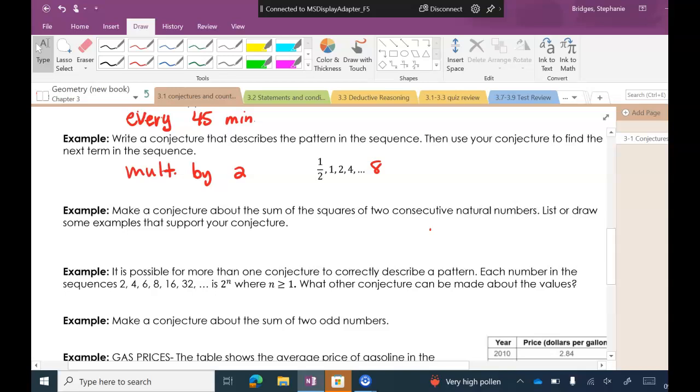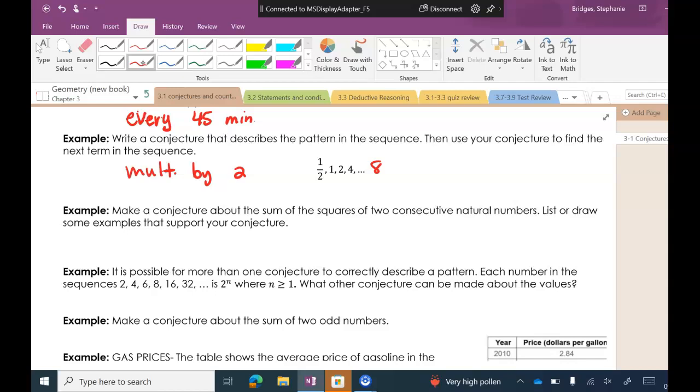Okay. Let's talk about the next one. I'm going to read it because there's nothing there for you to look at, right? It says, make a conjecture about the sum of the squares of 2 consecutive natural numbers. There's a lot of words in there that we might not know. Let's start with natural numbers. Those are counting numbers. When you start counting, what do you start with? 1. Okay, so natural numbers are 1, 2, 3, 4, 5. They're whole numbers from 1 and above.